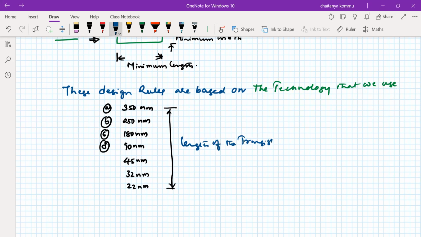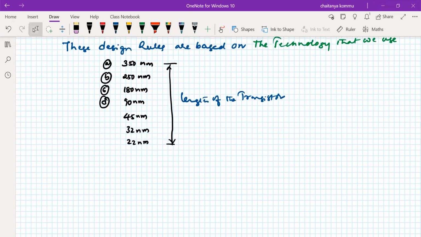Okay, the length of the transistor. So therefore, the length of the transistor, people normally call it the technology of a transistor. What kind of technology of the transistor do we use? For example, we consider 180 nanometer technology. So what does it mean? If I'm using the 180 nanometer technology, in the sense, the length of the transistor should be 180 nanometer.